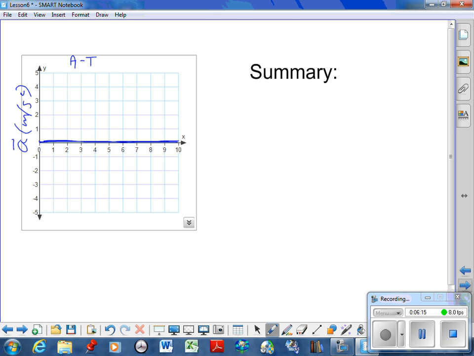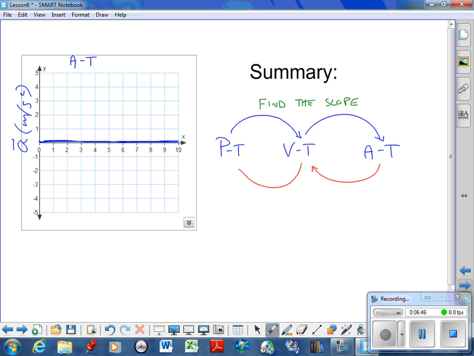So the summary is fairly simple here. Position time graph, velocity time graph, acceleration time graph. If I want to go to the right, how do I do that? Well, in each case, it is find the slope. That's what we want to do. The big question then, because some of you can probably see it coming, is how do we go the other way? That's the question mark at this point in time. But right now, going from PT to AT, we are just finding the slope.